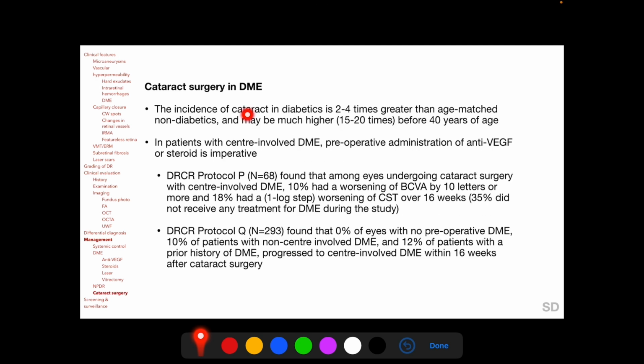The incidence of cataract in diabetics is 2 to 4 times greater as compared to age-matched non-diabetics and may be much higher in younger diabetics. In patients with center-involved DME planning to undergo cataract surgery, preoperative administration of anti-VEGF or steroid is imperative.